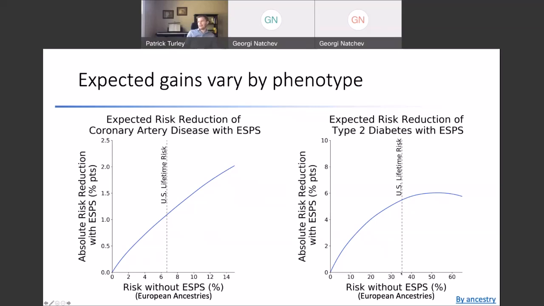And so, going from a 35% chance of developing diabetes to a 30% chance, I don't know if people would consider that a lot or a little, but the fact that you're going to get different returns depending on what phenotypes you're interested in trying to reduce the risk of also needs to be communicated to potential consumers.